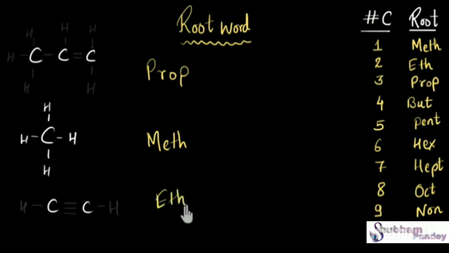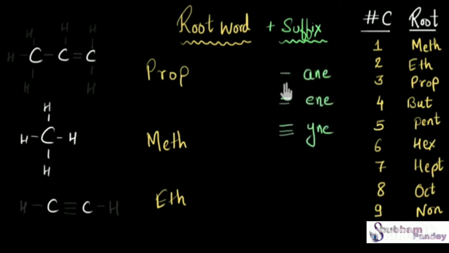Eth. Now let's talk about the suffix. See, this is a word that gets added to the root word and it denotes whether the molecule belongs to the alkane, alkene or alkyne family. For example, if there are only single bonds between the carbon atoms, that means the molecule is an alkane and will have the suffix "ane" added to the root word. If there is even one double bond between 2 carbon atoms, that means the molecule belongs to the alkene family and will have the suffix "ene" added to the root word. And if there is even one triple bond, that means the suffix will be "ine."